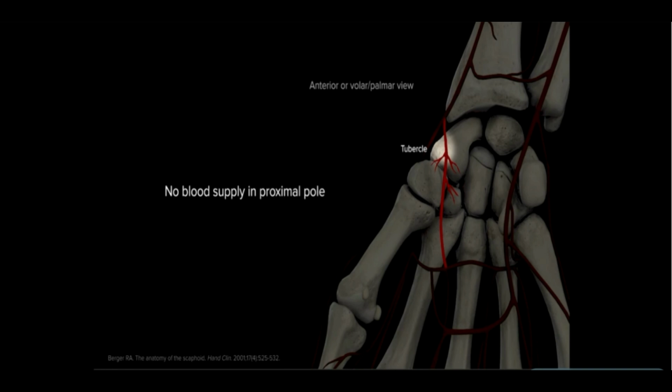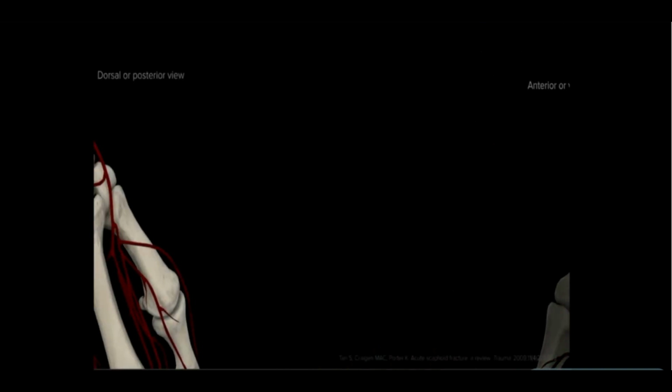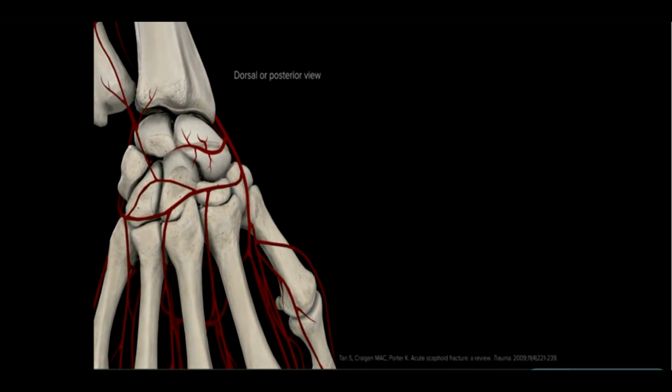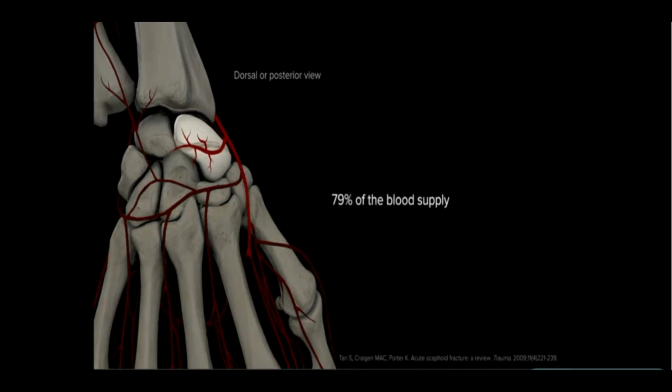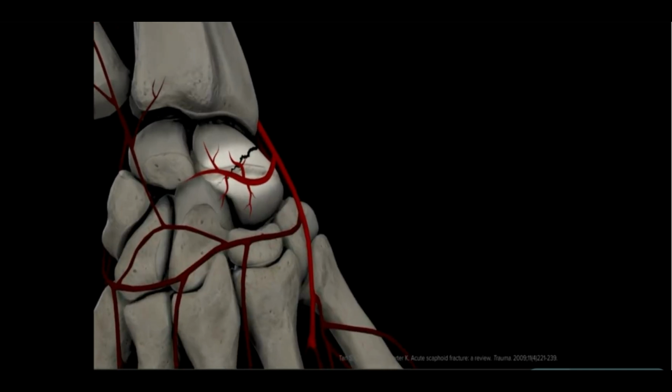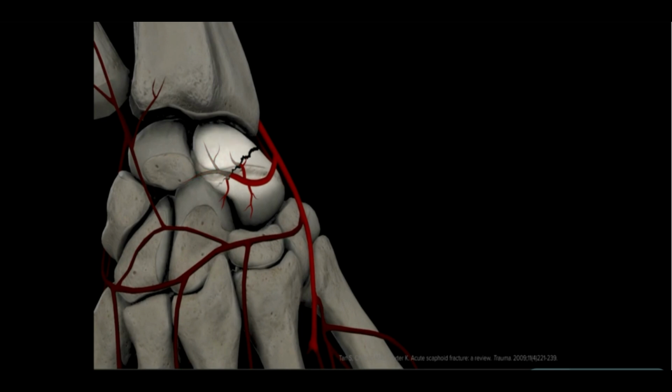There is no blood supply coming through the proximal pole, and there is no anastomosis between the dorsal and palmar vessels. Vessels entering through the dorsal ridge specifically account for 79% of the blood supply, 14% distal to the waist, and 7% proximal to the waist. Fractures across the scaphoid, especially at the waist, may destroy blood supply to the proximal part. This disruption may cause a non-union of the fracture, and less commonly avascular necrosis of the proximal pole.